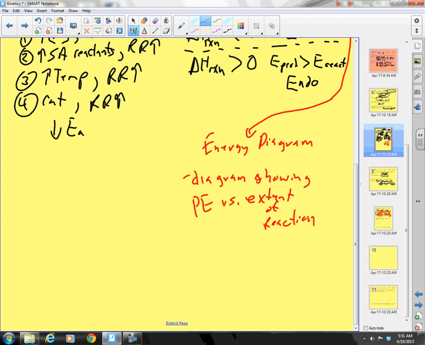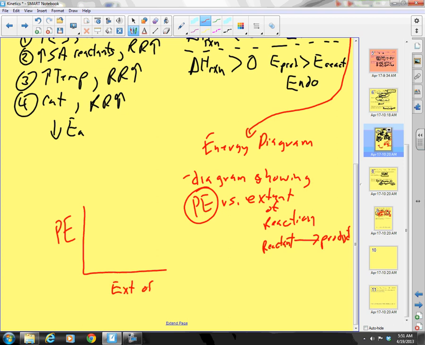And what do I mean by extent of reaction? Going from reactants, the development of a reactant becoming a product. As you go down that path, how does your potential energy for the atoms and molecules change? And it looks usually something like this. You've got potential energy. Sometimes they just say energy. And you have extent of reaction down here. And then you would say, okay, here are my reactants, and here are my products, right? Good.